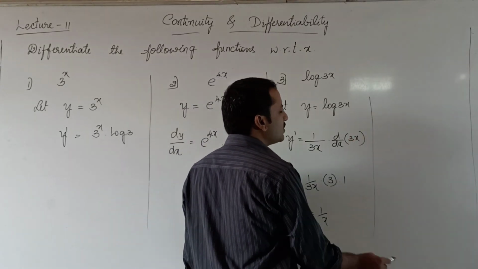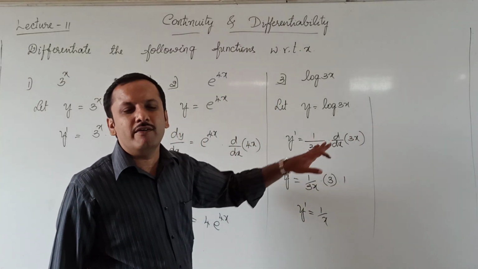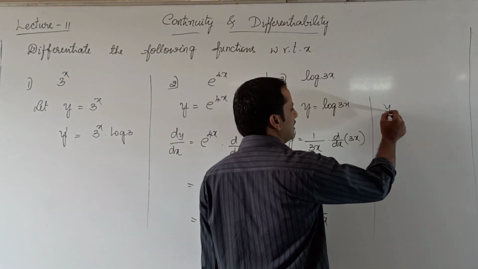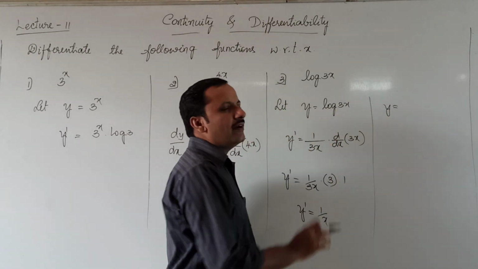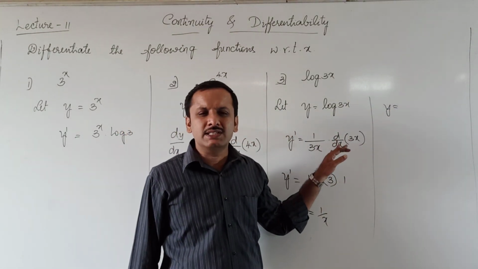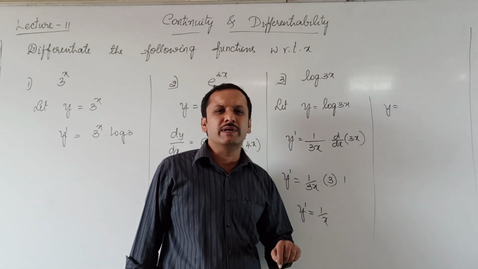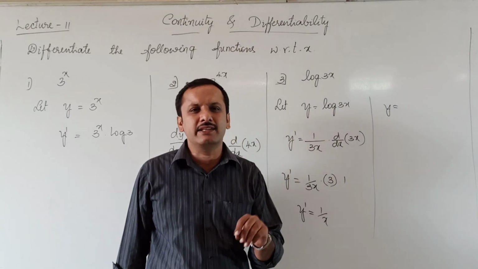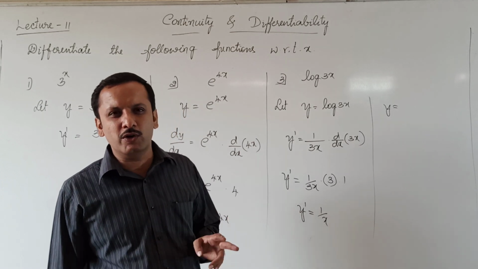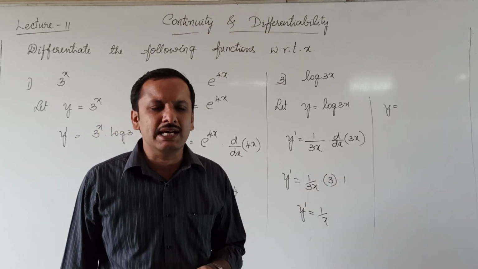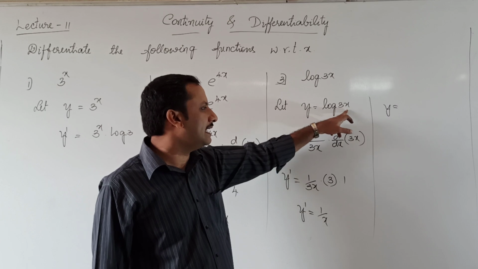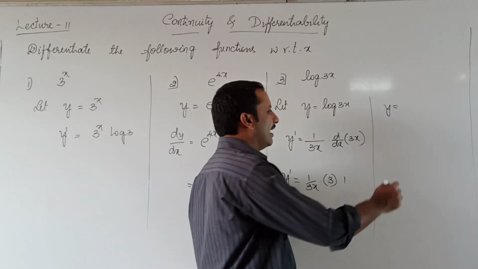This problem can be solved in another way also. See, you have taken y is equal to log 3x. See, here I have not mentioned the base. Whenever the base is not mentioned, it should be understood that the base is e, which I have already told you in our previous class. So log 3x to the base e, we have.